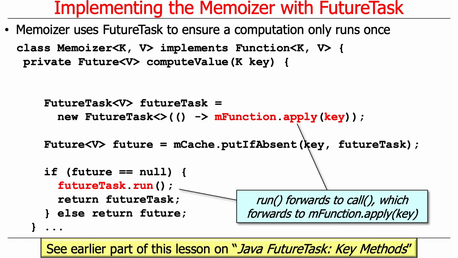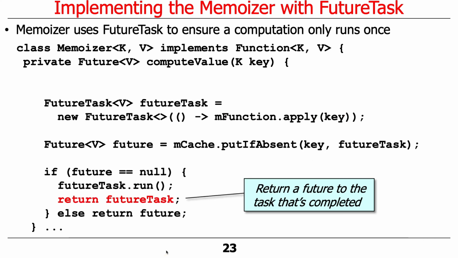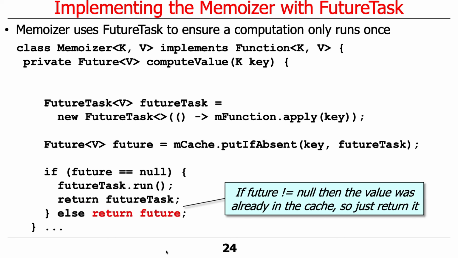So run will forward to call, which in turn forwards to mFunction.apply(key). So this is the lambda callable, which is playing the role of the call method. When that call method is called, that's the computation that gets run. And so that'll do the computation. And then we return a future to the task that just completed. And if future is not null, in other words, if this condition failed, then the value is already in the cache. So we'll just return it. But keep in mind that what we're returning here is a future that has not yet been completed. It's just a future to something that is possibly still doing some long-running computation.